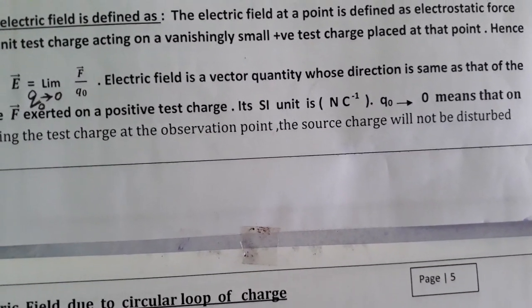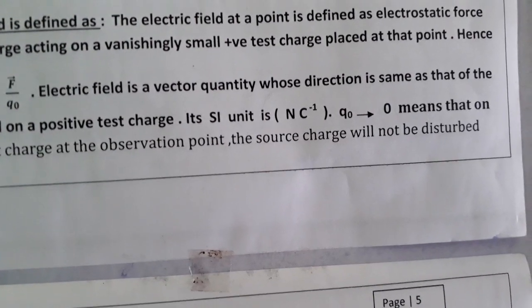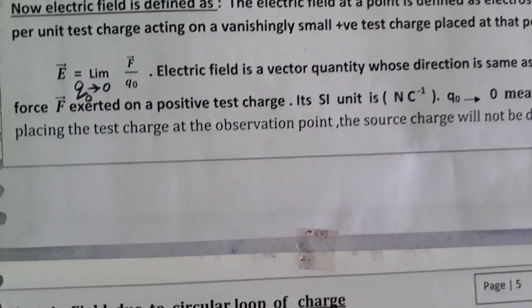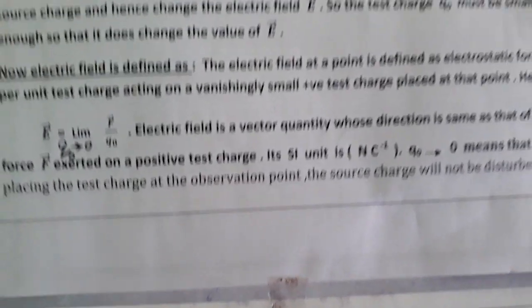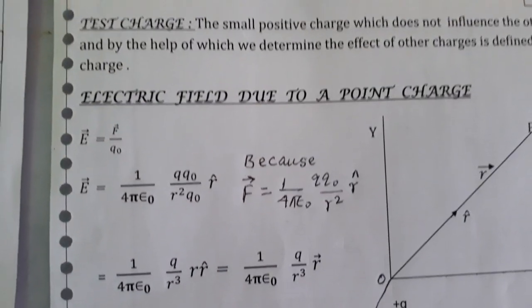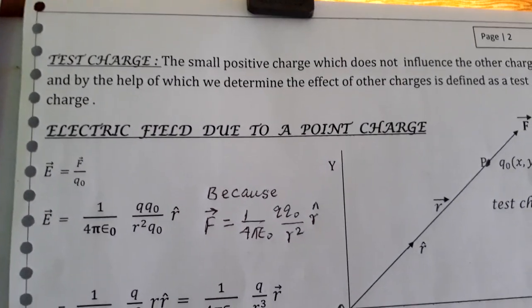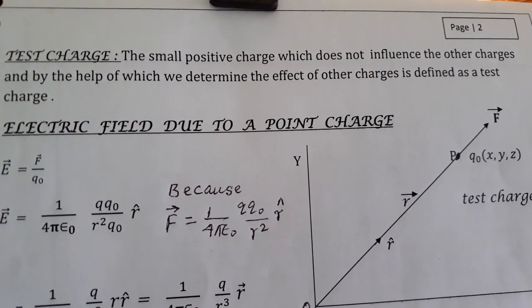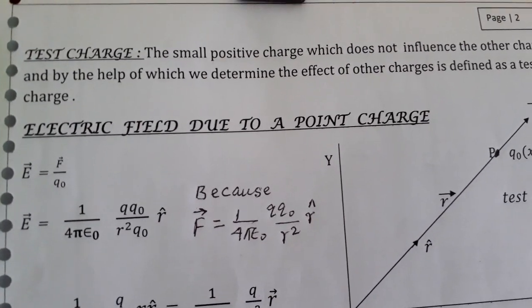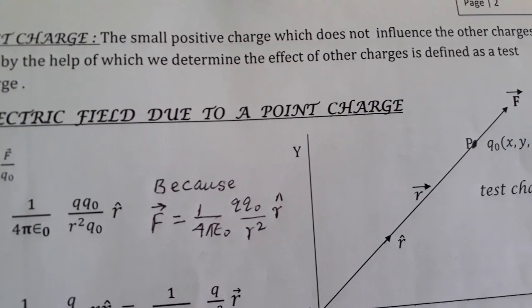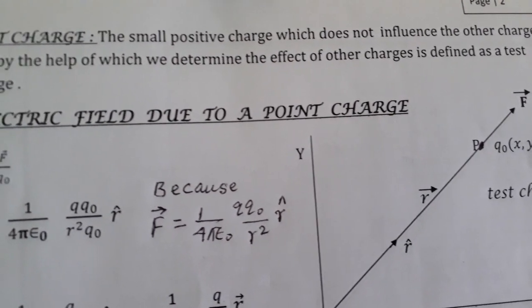Electric field is a vector quantity whose direction is the same as that of force F exerted on a positive test charge. Now coming to learn the concept of test charge. What is a test charge? It is a small positive charge which does not influence the other charges, and by the help of which we determine the effect of other charges, is defined as a test charge.